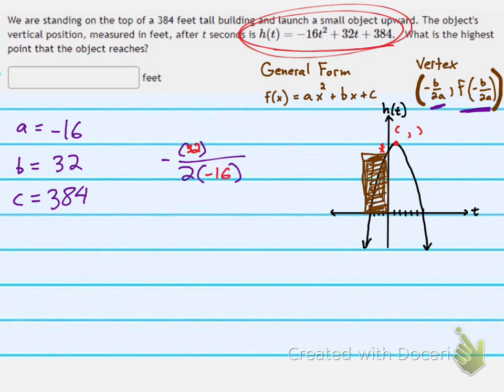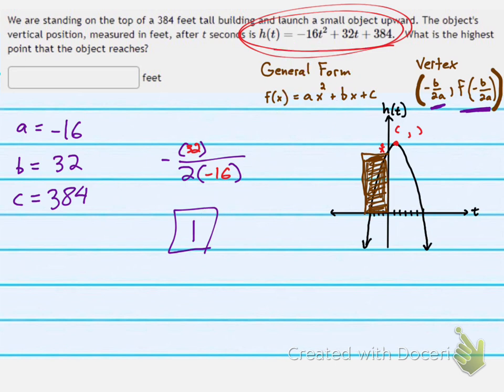So we simplify that. Negative and negative is positive. 32 over 32 is 1. Okay, so the x part of the vertex is 1. To find the y part of the vertex, we need to take that 1 and we need to plug it into the equation. Okay, we need to plug it in for t.